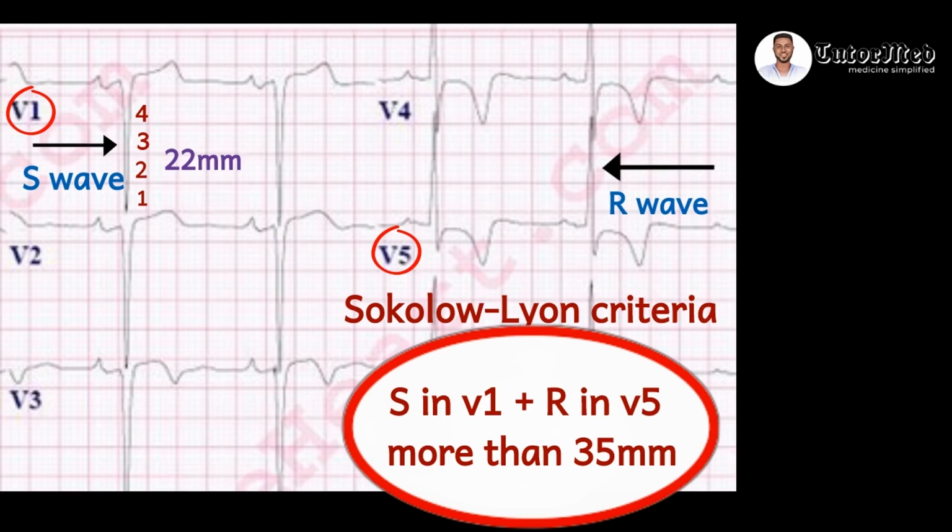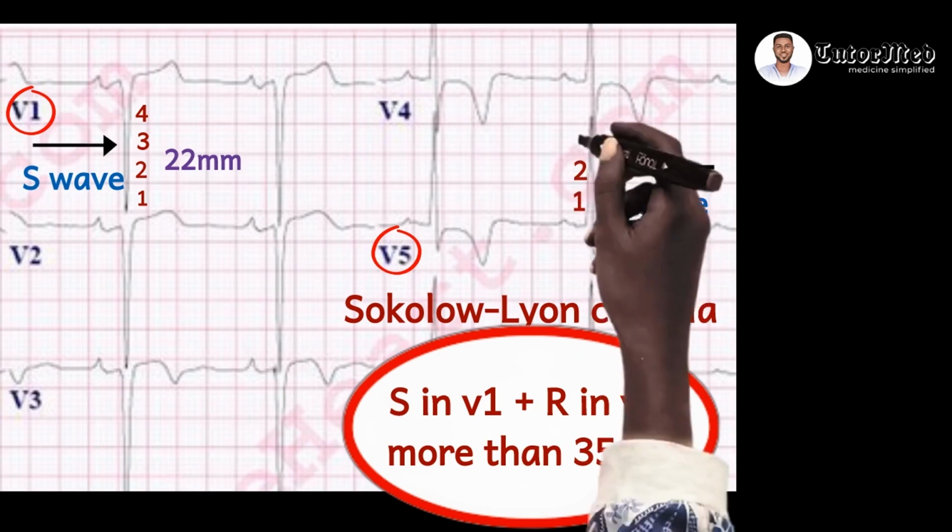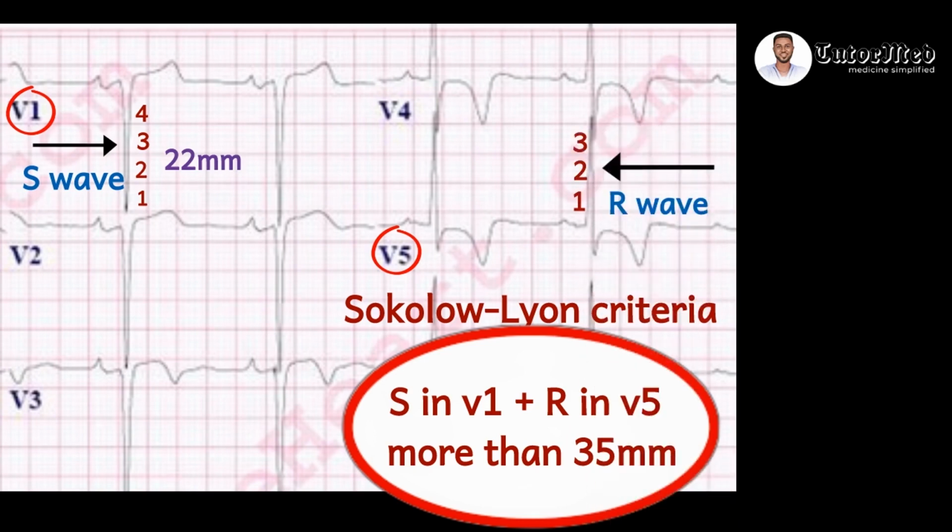Then we move to lead V5. How many boxes does the R wave cover in lead V5? We have 1 big box, 2, and 3. And you can see that even before we started counting the 1, the R wave covered about 2 small boxes here. And look at the tip.